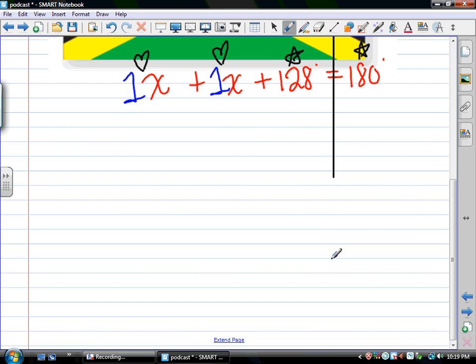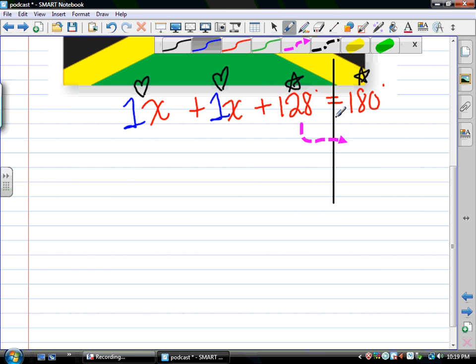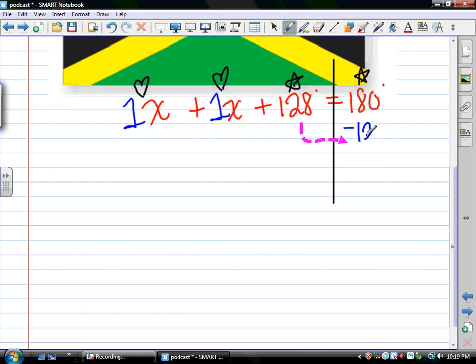Your choice. You can put the stars together first or the hearts. It doesn't matter. I'm going to put my stars together first. When I take 128 across the line, the inverse of adding 128 is subtracting 128. When I subtract 128 from 180, that gives me 52 degrees.